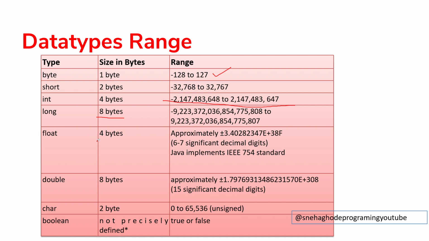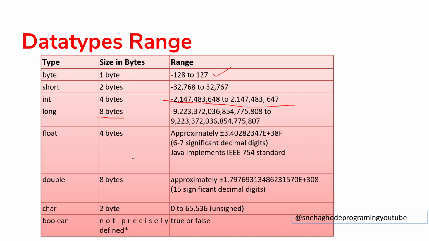Okay, then for float, 4 bytes, approximately plus minus 3.40 E, which means more values will also be there. So 6 to 7 significant decimal digits. Java implements IEEE 754 standards. Okay, and here, double has 15 significant decimal digits. So from here itself you can see the difference.